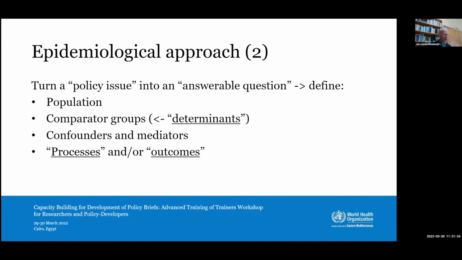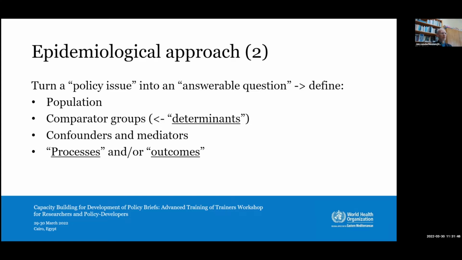And to be able to analyze large-scale national data sets or data sets that come from surveys, you need to turn a policy issue into an answerable question. And you define that by, I think we all have heard that several times, by thinking about something that people summarize with the PICO approach: population, intervention, comparison, outcome. And this is more or less what it is about.